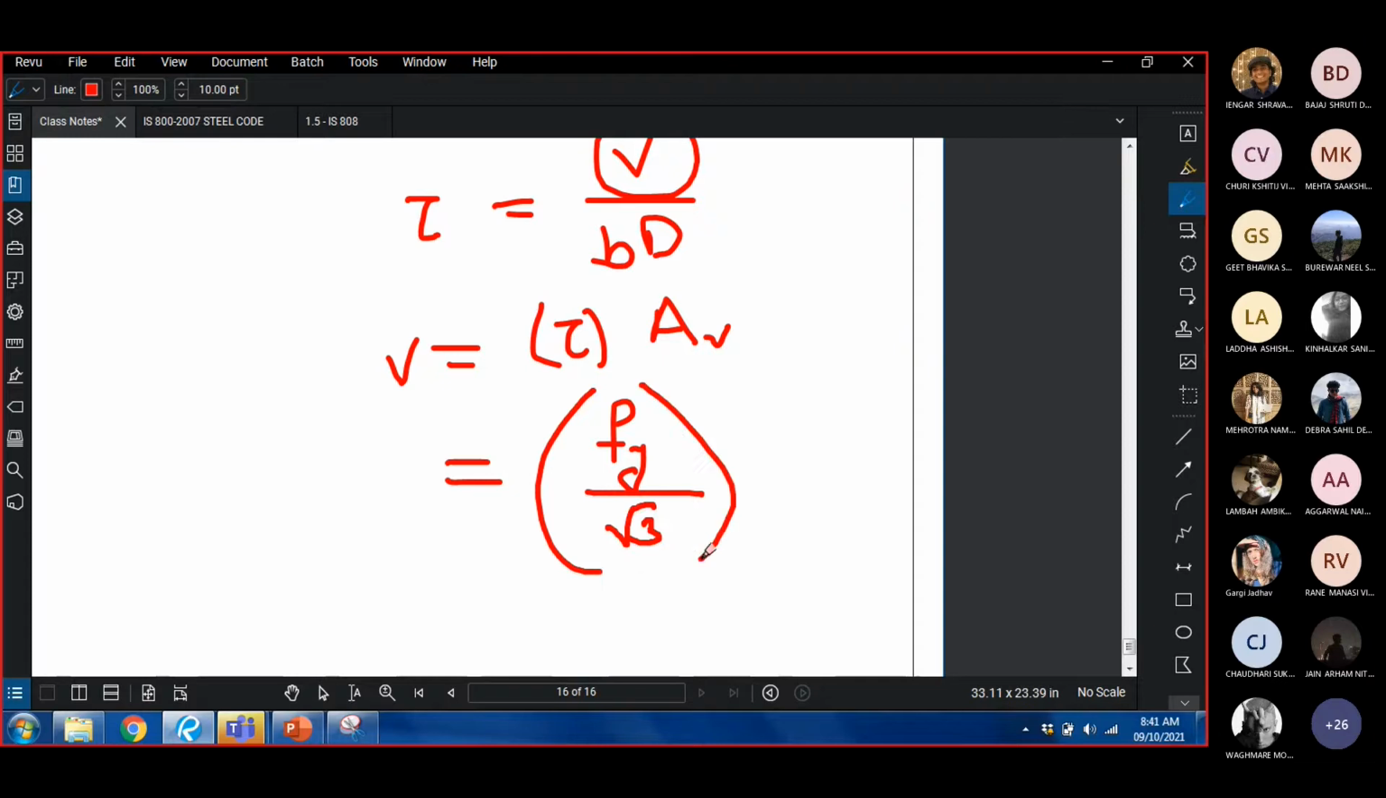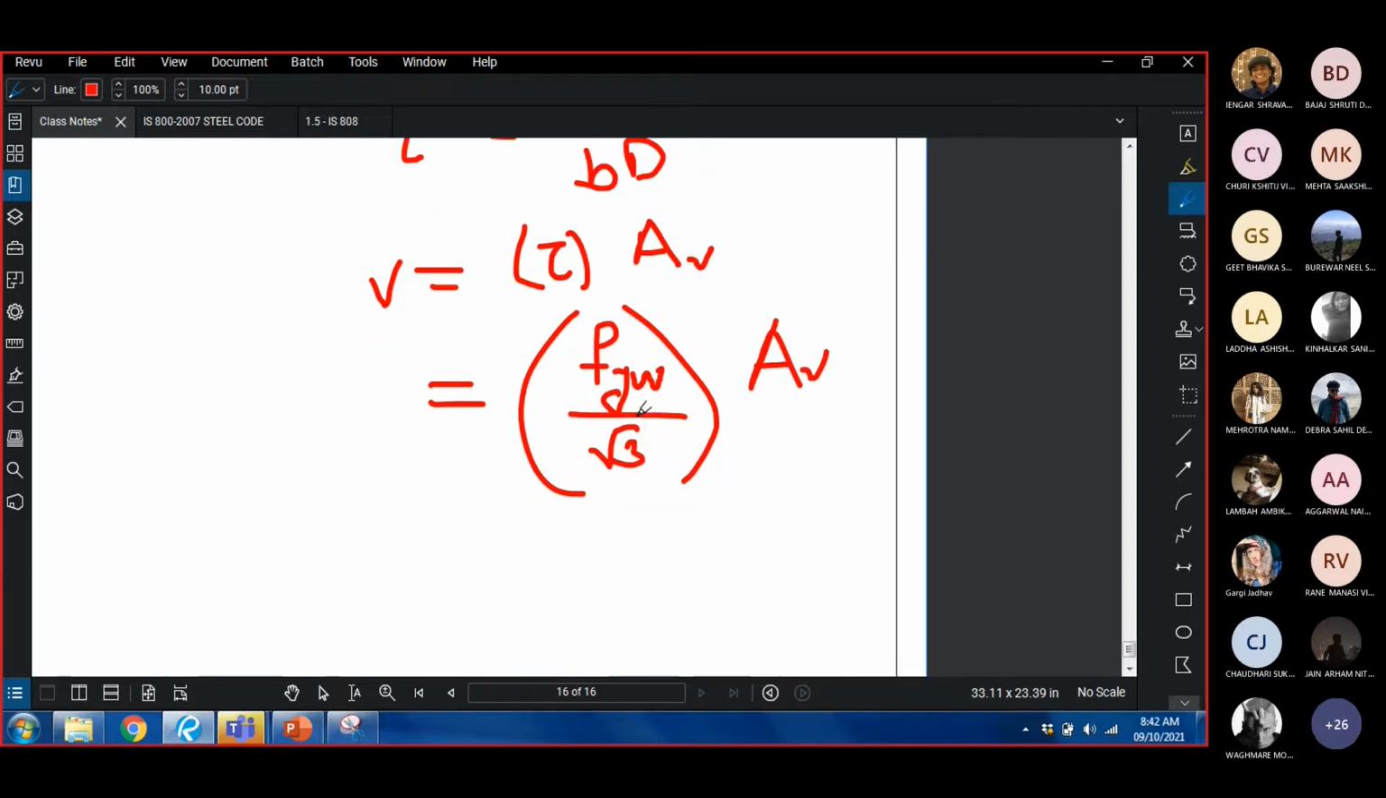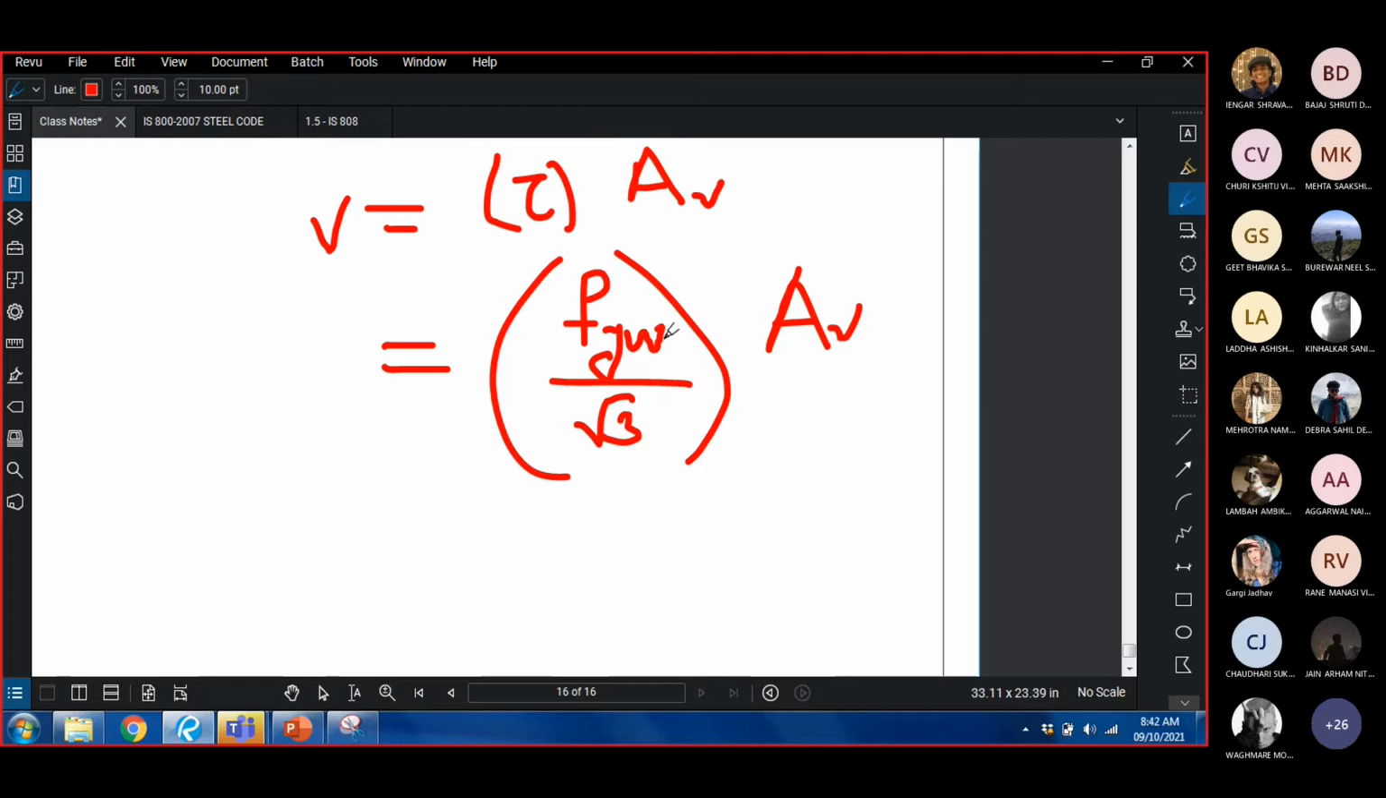So this is the maximum shear stress that the section can take, and this is AV. Now here we have seen that our web resists the maximum component of the shear force, and therefore we add a small subscript here, that is W. So FYW represents the yield stress of the web. So FYW upon root 3 into AV. Now the question is, what is AV?